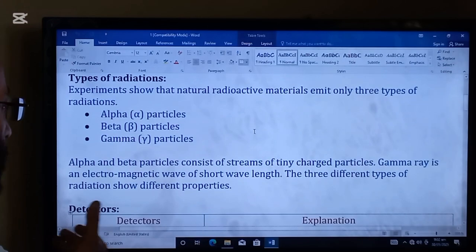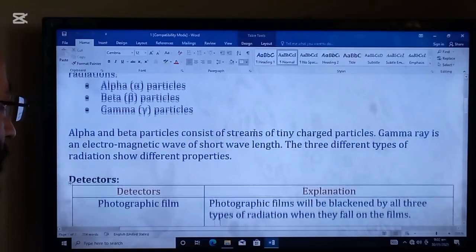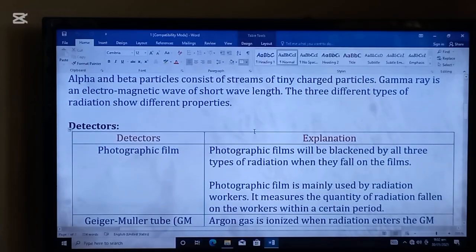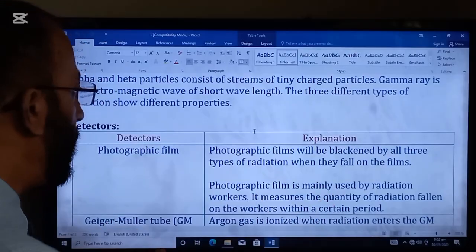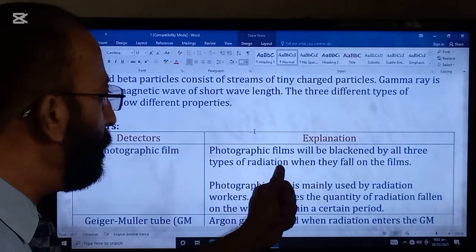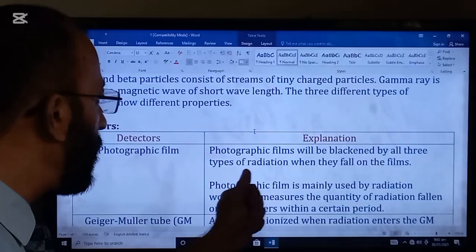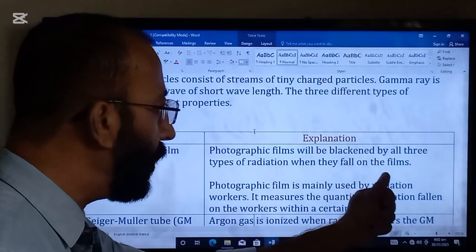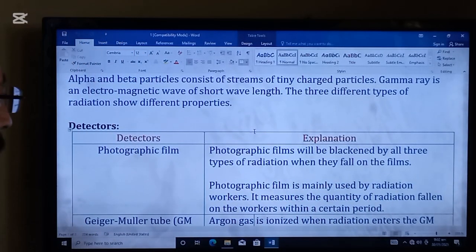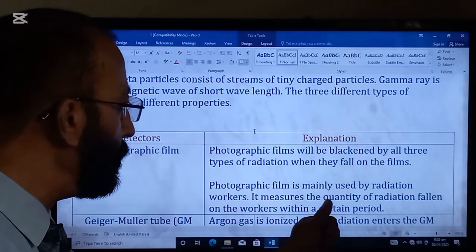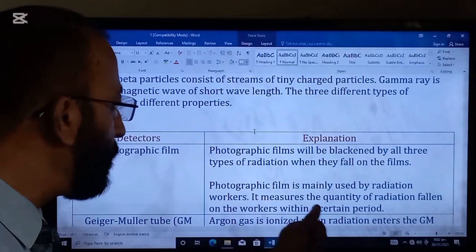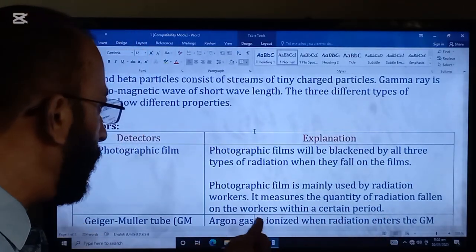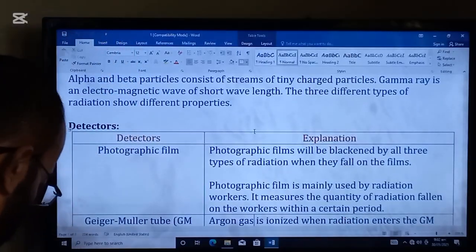Next, we are going to learn the detectors of alpha, beta and gamma rays. The first detector is photographic film, and the explanation of how it works is here. Photographic films will be blackened by all three types of radiation when they fall on the films. Photographic film is mainly used by radiation workers. It measures the quantity of radiation fallen on the workers within a certain period.